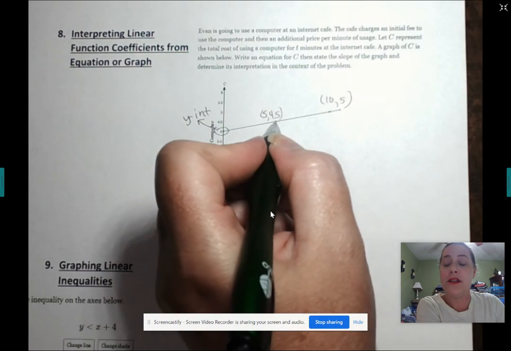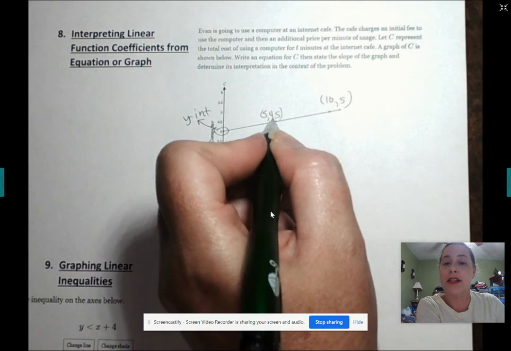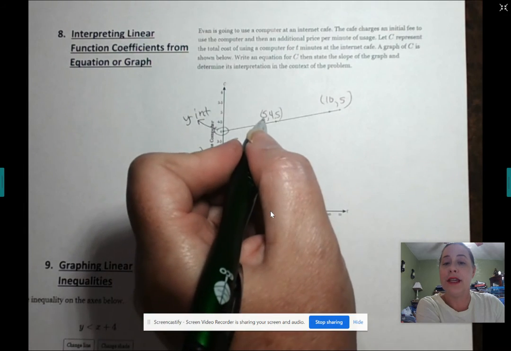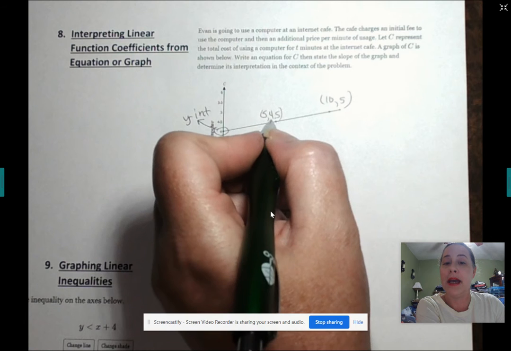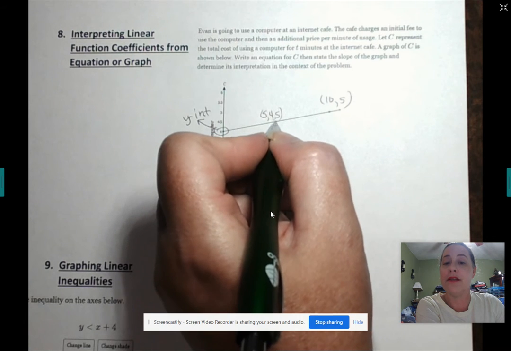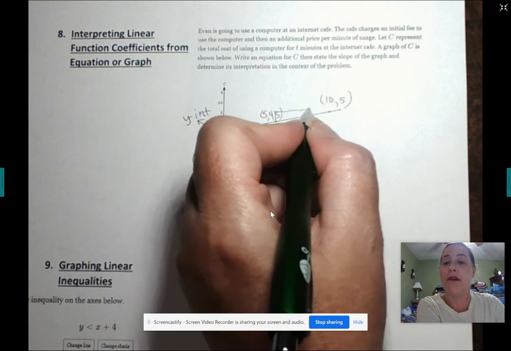And so what I need to do is calculate the slope. How much did the price change from using it for 5 minutes to using it for 10 minutes? Well, I can tell by the fact that 4.5 slowly crept up to 5.